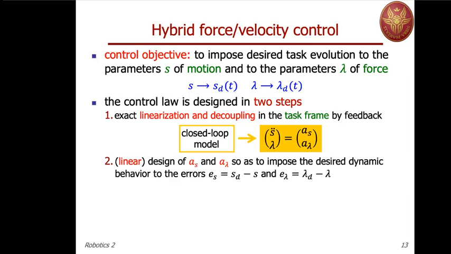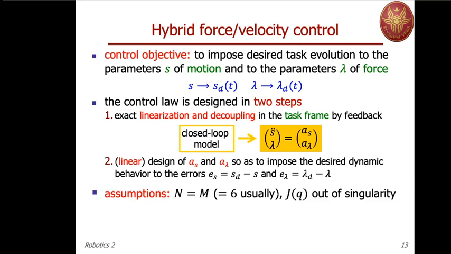Once we have obtained this, and we will see how to do this in the next slide, we will complete the control design by a linear specification of a_s and a_lambda, as we have done before, and we will impose a desired dynamic behavior to the, let's say, motion error and to the force error. Let me use this generic terminology.